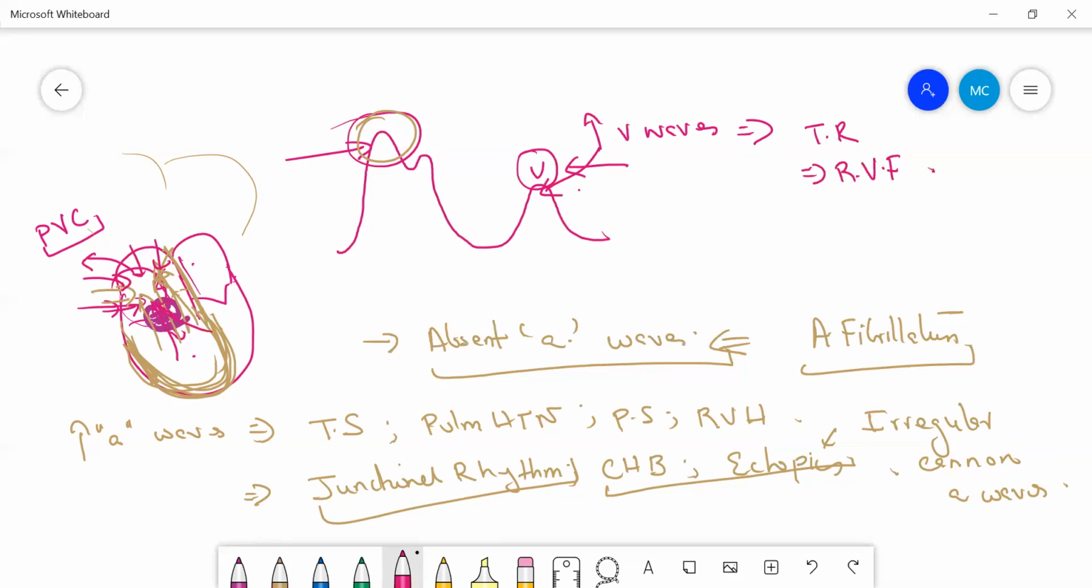In right ventricular failure, as you know, the heart is not able to properly pump blood. There is an accumulation of blood. So that is also responsible for the large V waves.